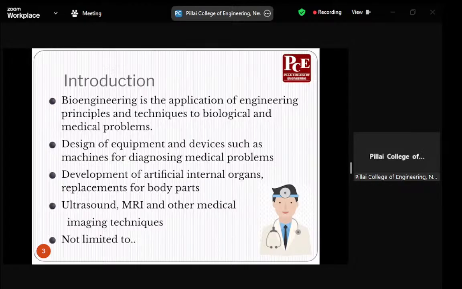And with this subject, you also will be able to design those equipment and devices which are used to diagnose medical problems, and also, as I mentioned, to treat the problems which the doctors are facing.